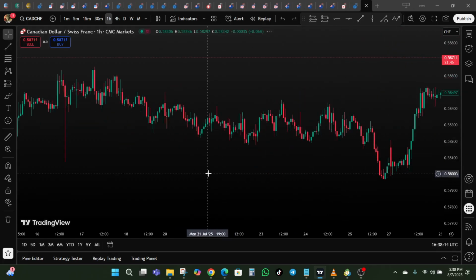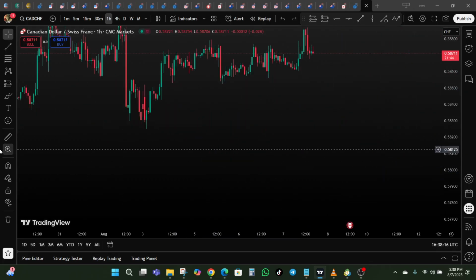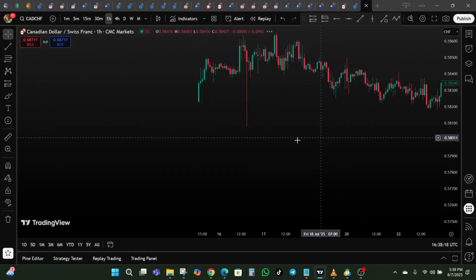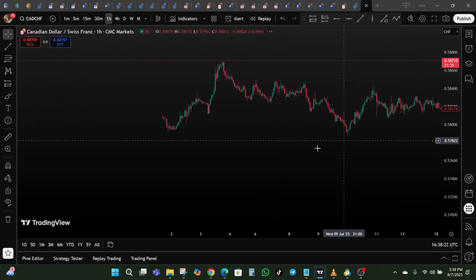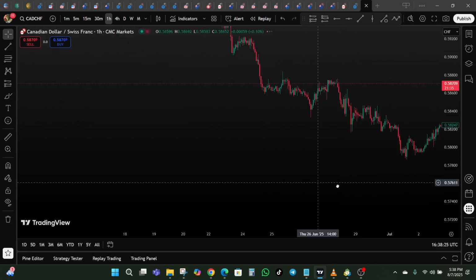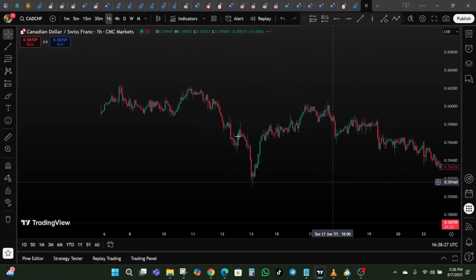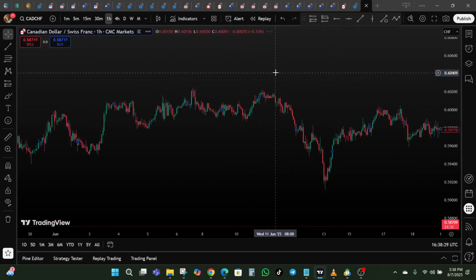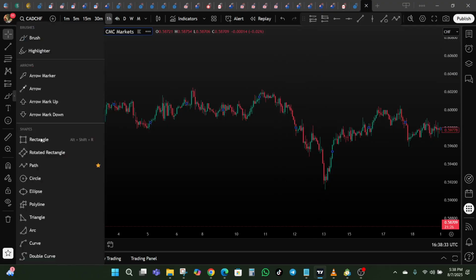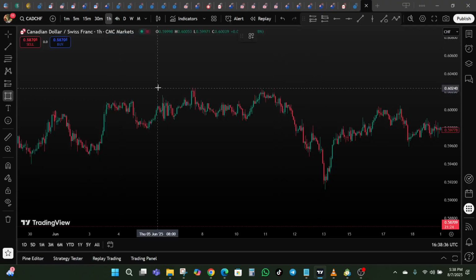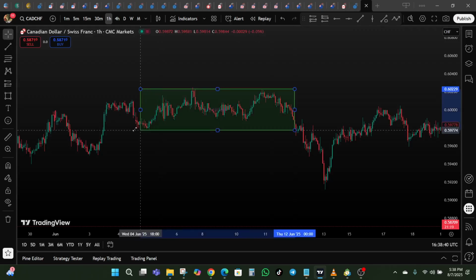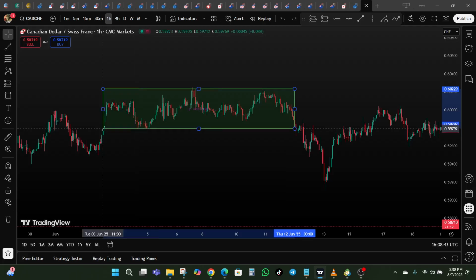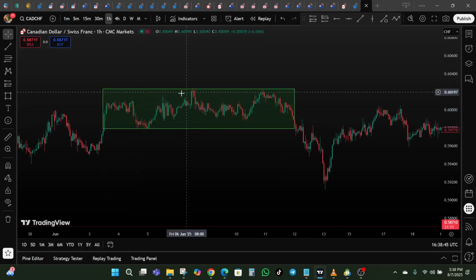That is exactly what I'm trying to identify right now. You need to have a clear range. Let the range be a verified one, with multiple touches of the support and resistance zone. I think we have something like that here. You can see that this was actually a ranging market. I can even add this to it. This was a ranging market, and you can see this touch here, this touch here.